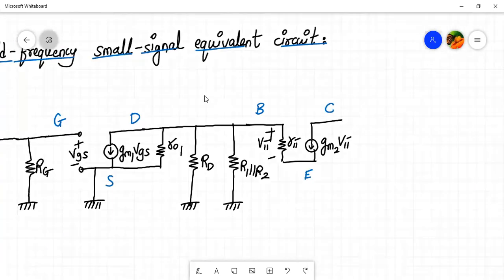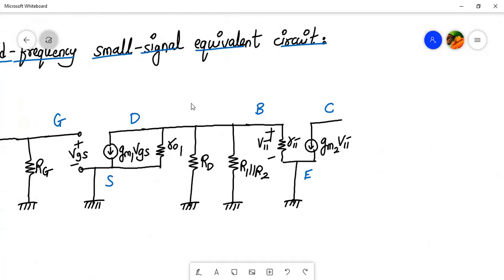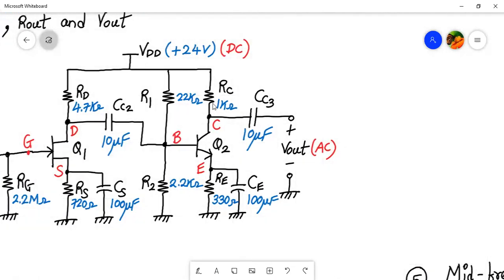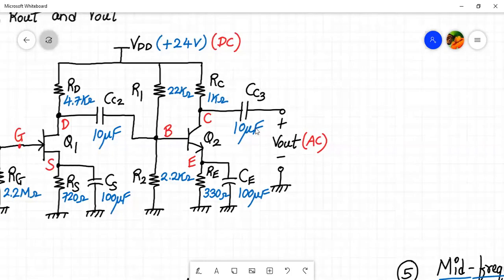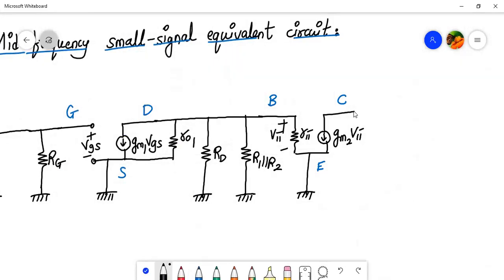So let me go back over here and ground the emitter terminal. Yeah, the emitter terminal is grounded. Now only the collector terminal is left. So let us go back to the circuit diagram. From the collector terminal, you have a resistor RC going to the ground because VDD is grounded, and that is connected to the output. So we just have a single resistor RC connected over here.